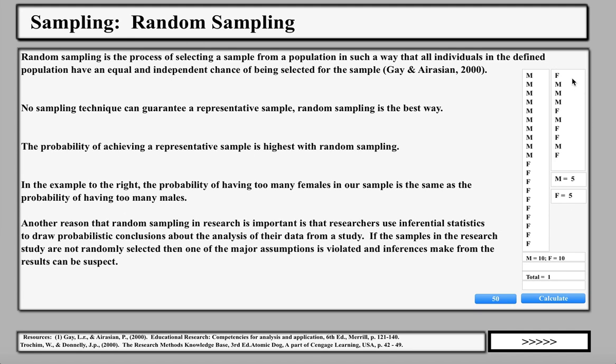Okay. So it selected randomly from these 20, and this is what it chose, and it's 5 males and 5 females. That's exactly representative. Let's try it again. Now we got 3 males and 7 females. You'll notice down here that's a poor fit. It says poor fit equals 1. Let's try one more. 5 and 5 again. That's perfect representation.